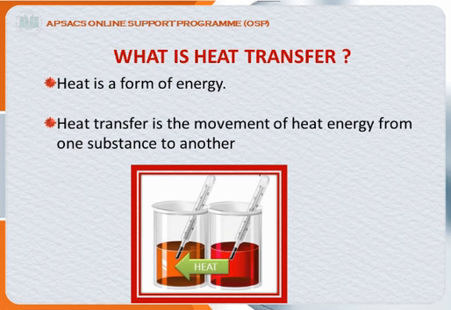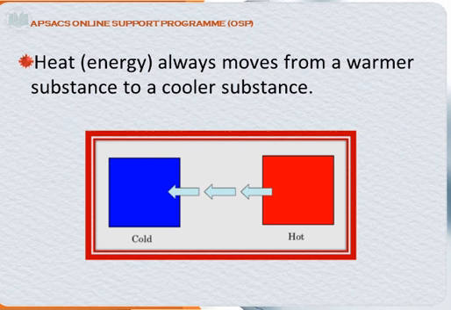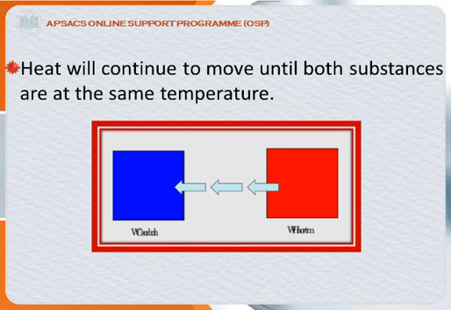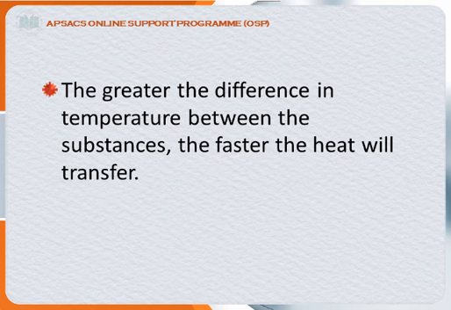What is heat transfer? Heat is basically a form of energy, as we have already discussed. Heat transfer is basically the movement of heat energy from one substance to another substance. Heat always moves from a warmer substance to a cooler substance. As you can see in the picture as well, the arrow is moving from a hot object to a cold object. So basically the movement of heat is from a hot object to a cold object, and it will continue to move until both substances are at the same temperature. The greater the difference in temperature between the substances, the faster the heat will transfer.